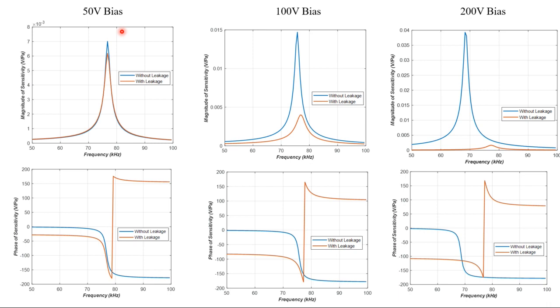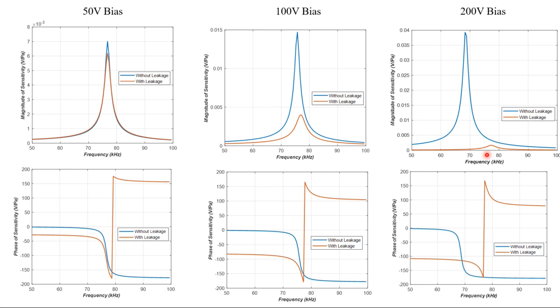Okay. So these three curves on the upper rows are the magnitudes for different biases: 50 volts, 100 volts, and 200. And the lower ones are for the phase. And you can see for the blue curves, there's not much of a difference. But with spring softening, the frequency is changing, and that's where the phase changes, right? But you can see the phase at 77 kilohertz stays there with leakage. You don't have any spring softening neither in phase nor in magnitude. So yeah, it stays over there. So that's an interesting finding I wanted to share.